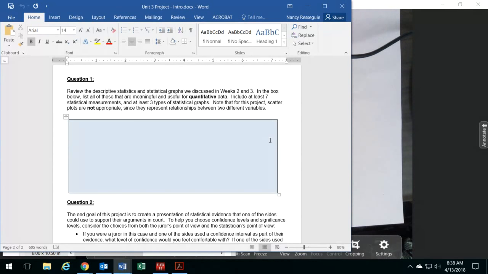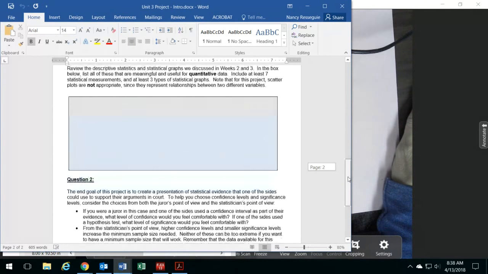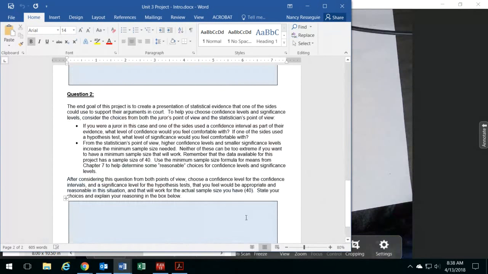And where it says statistical measurements, we're talking about things like mean, median, standard deviation, things that you calculate from quantitative data. And as it says here, please don't list a scatter plot, because for this project we're just talking about one variable, and scatter plots are only appropriate if you have 2 variables. Okay, that was the first question I got about this.